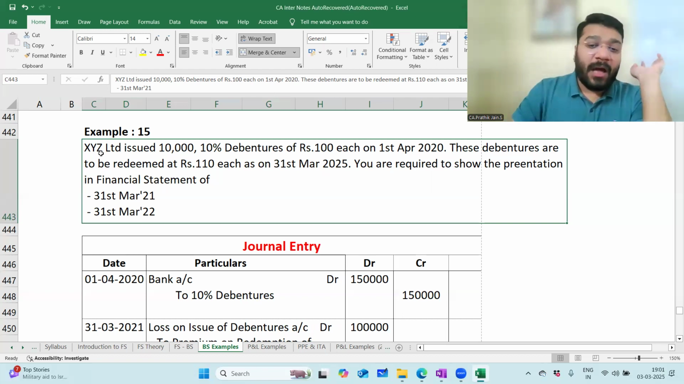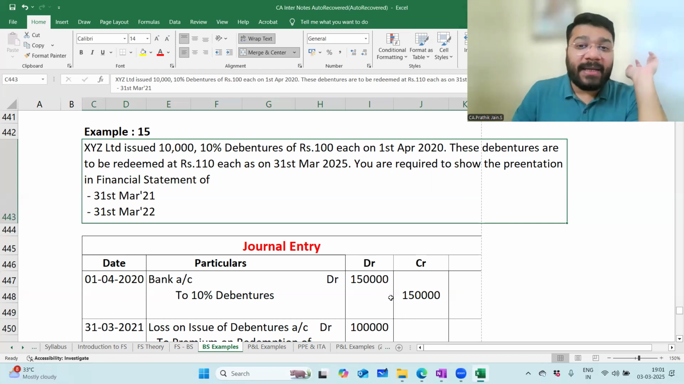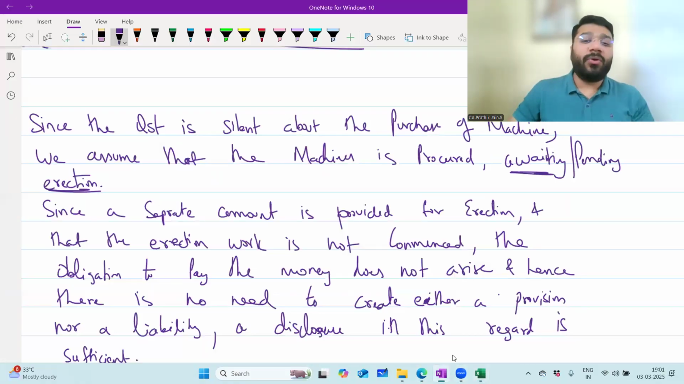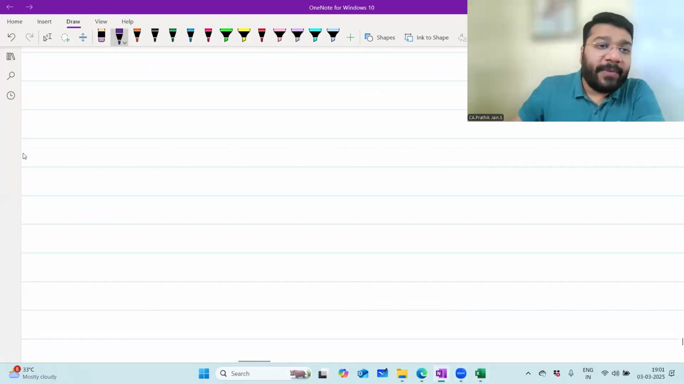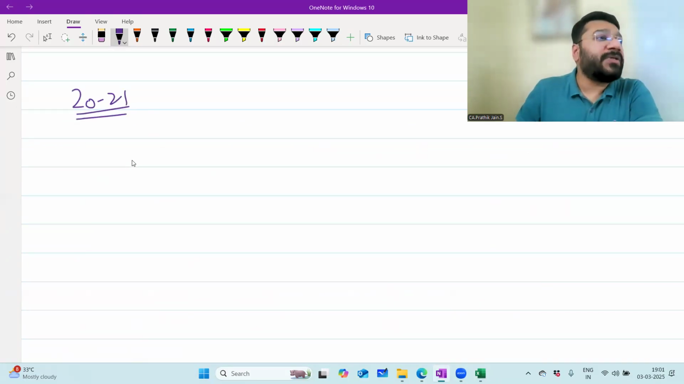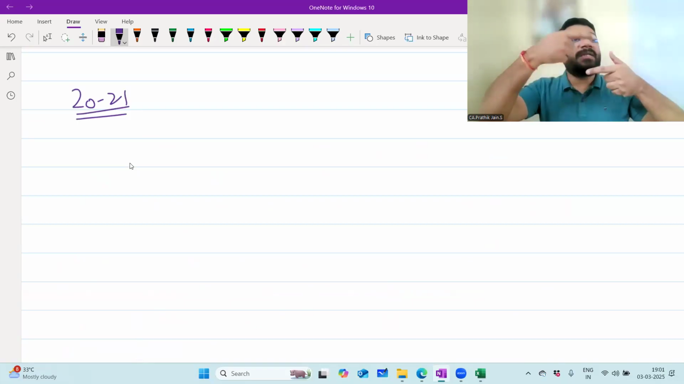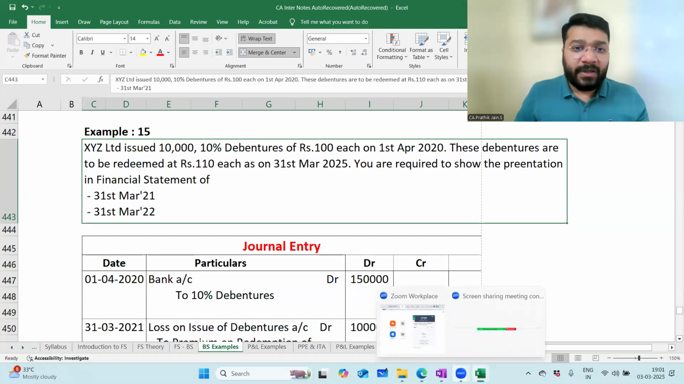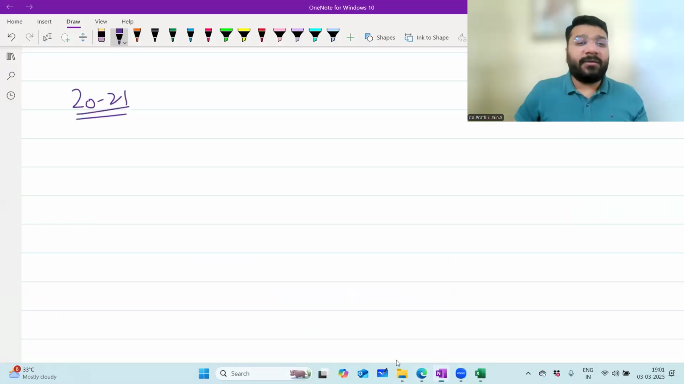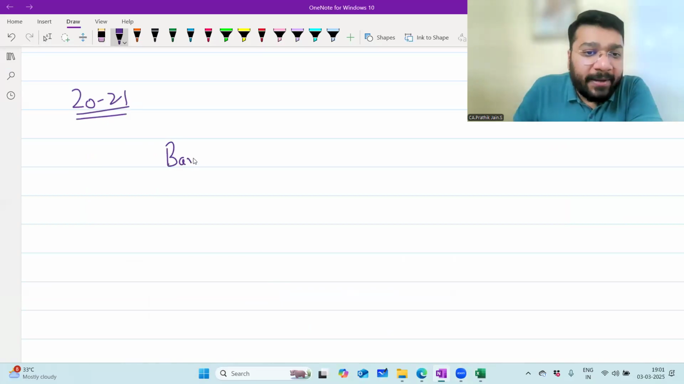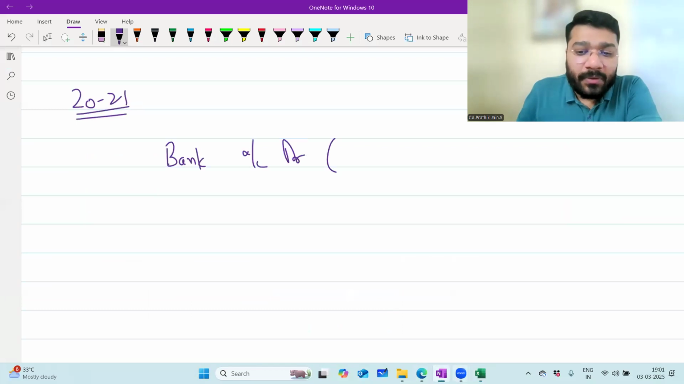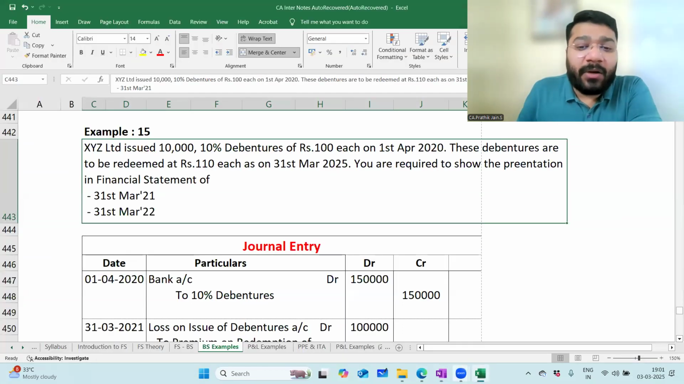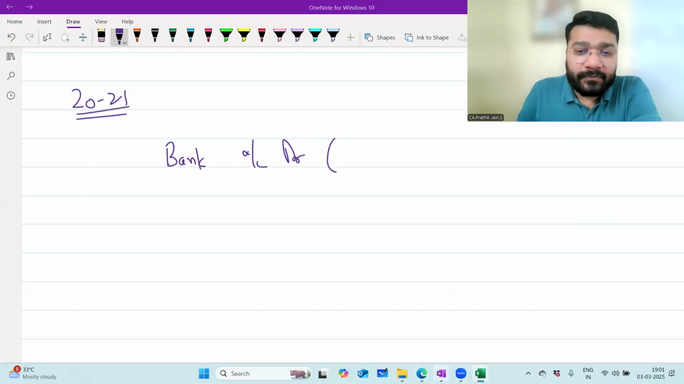Yes. Now, please tell me, in the first year, 2021, just tell me, don't do anything. In 2021, when the debenture is issued, the entry is going to be bank to debenture application, then debenture application to 10% debenture. So can I combine both and write together? Okay. So bank account debit. How much? 10 lakhs. 10,000 into 100 is how much? 10 lakhs.